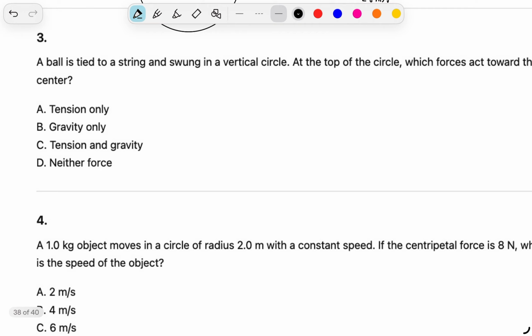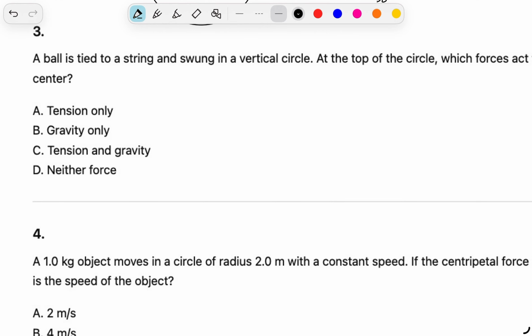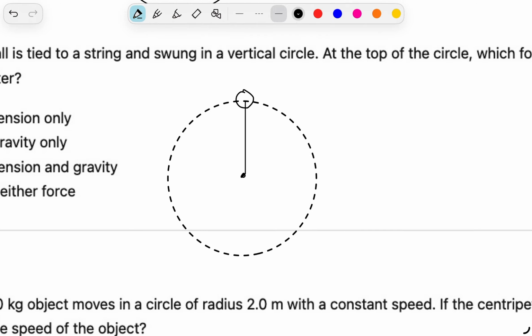A ball is tied to a string and swung in a vertical circle. At the top of the circle, what forces act on its center? So we're looking at when it's at the top, and we're swinging this object in a circle at various points in time. So how do we find this? When the ball is up here, what forces are acting on it?